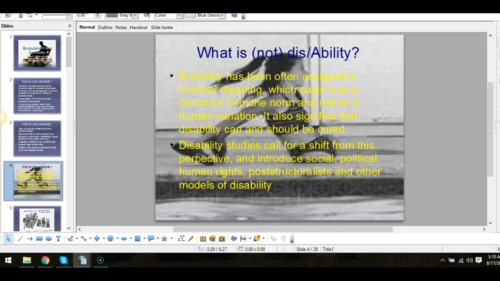What is not disability? Disability has often been assigned a medical meaning which casts it as a deviance from the norm, and not as a human variation. It also signifies that disability can and should be cured. Disability studies call for a shift from this perspective and introduce social, political, human rights, and post-structuralist and other models of disability.